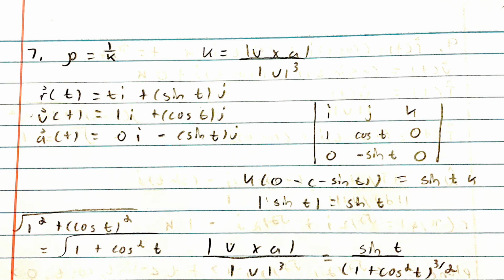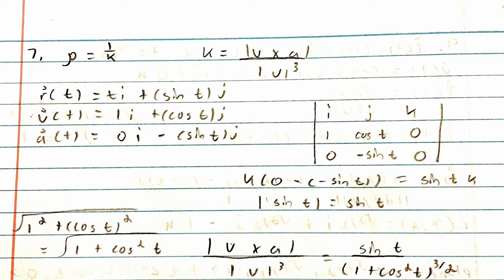So you square the 1 and you square the cosine t, and you just get 1 plus cosine squared t, and the square root of that is going to be the magnitude of the velocity. And that's not something simple you can just get rid of, so we're just going to keep it in that form. But we also have to cube that, so when something is to the 1/2 power and you cube it, that's to the 3/2. That's why we have a 1 plus cosine squared t to the 3/2. So this is going to be our kappa right here.